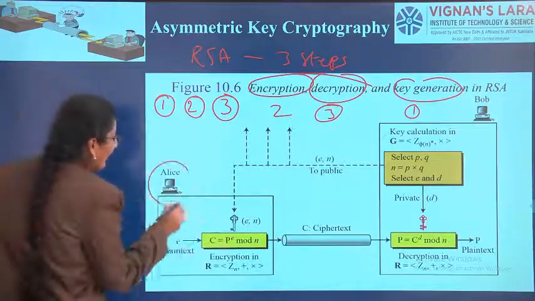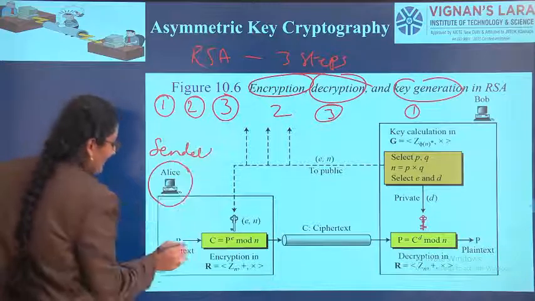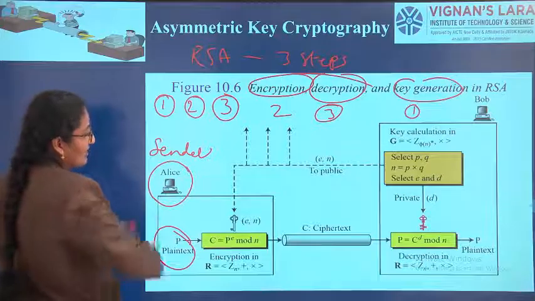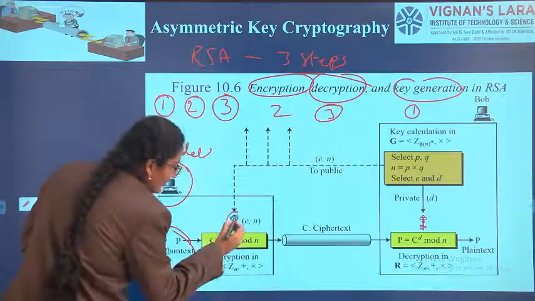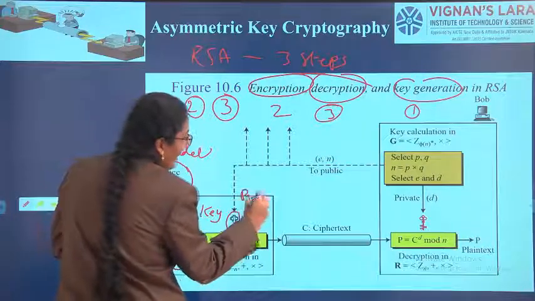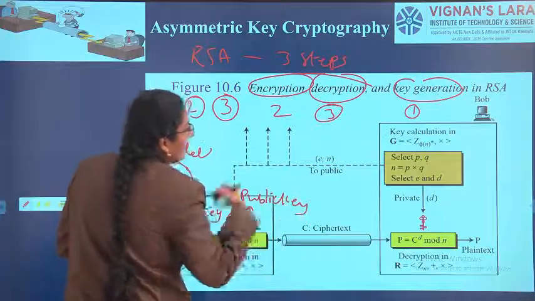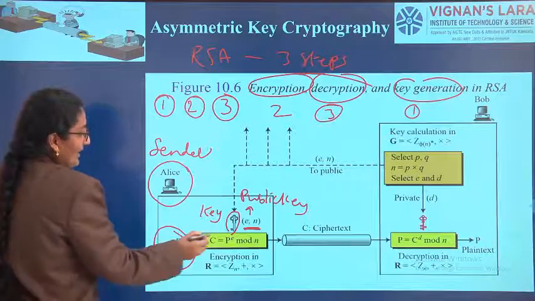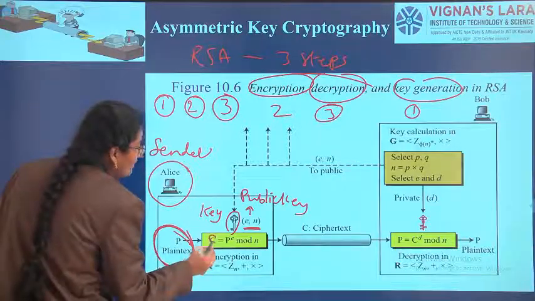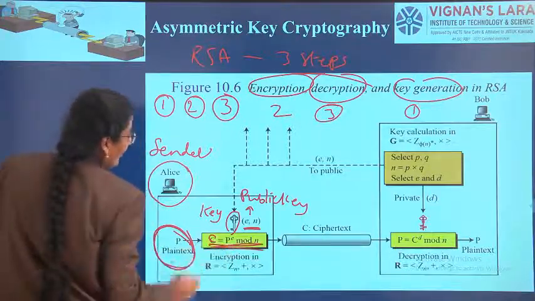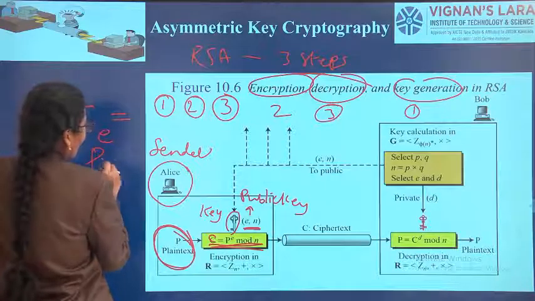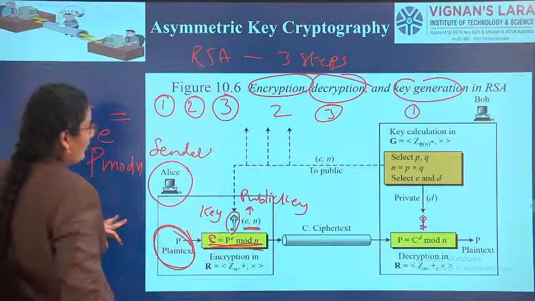So let us take Ellis is the sender. He has the plain text P. Now he wants to convert this plain text into ciphertext with the help of a key. You can see the key here. That key is E comma N. Obviously E comma N means public key. This plain text should be encrypted into ciphertext C. This formula you know already. If you want ciphertext, you should take plain text to the power E mod N.